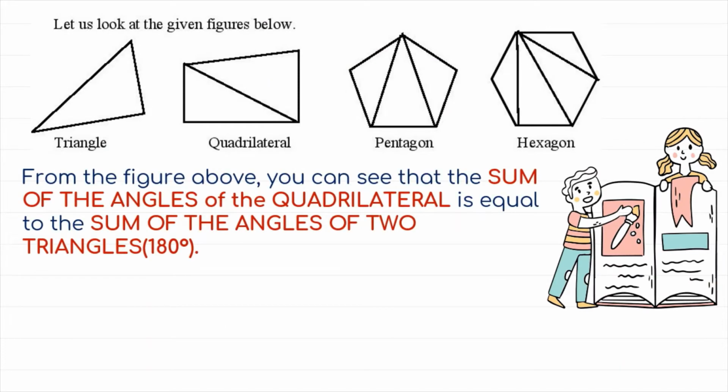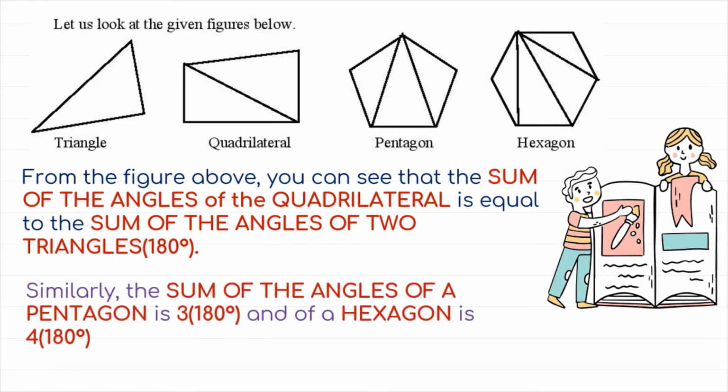From the figure above, you can see that the sum of the angles of the quadrilateral is equal to the sum of the angles of two triangles. Each triangle has 180 degrees. Similarly, the sum of the angles of the pentagon is 3 times 180 degrees, and of a hexagon is 4 times 180 degrees.